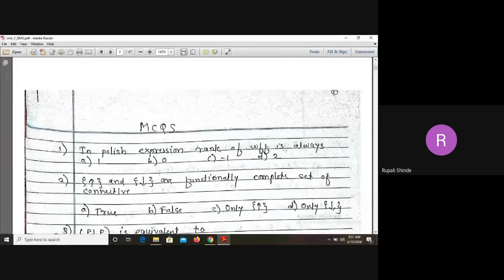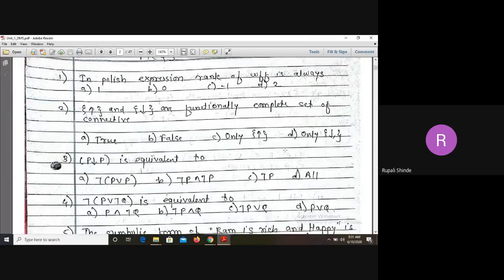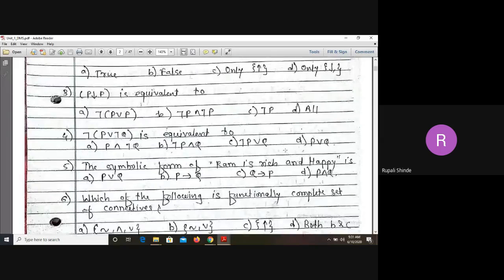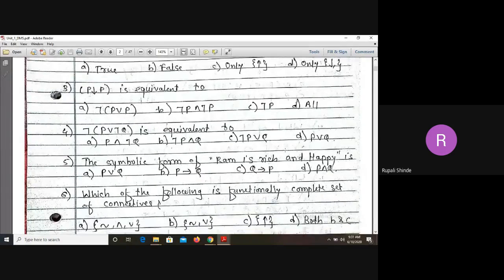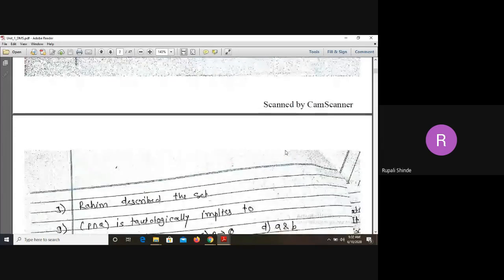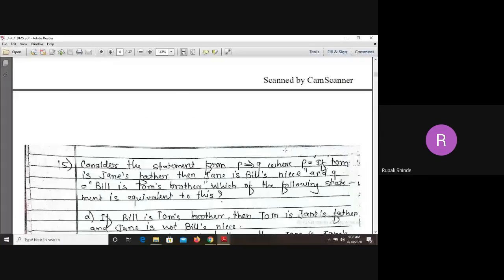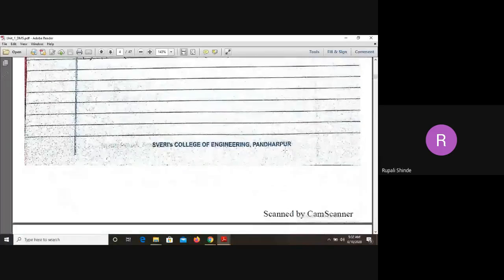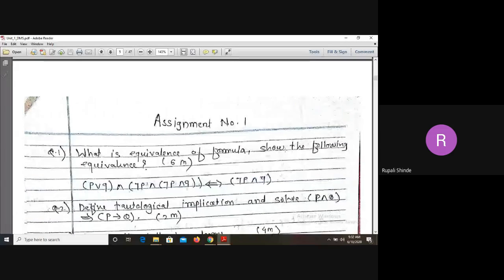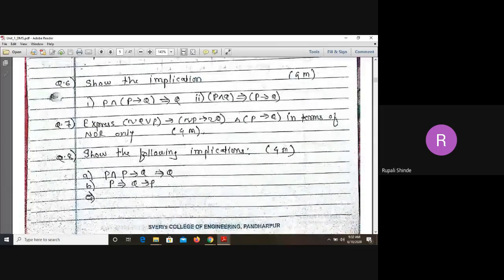Now, for each and every unit, you have to solve an assignment. In that assignment, the first question is based on MCQs. So from these MCQs, you have to solve at least 5 MCQs. After completion of this chapter, we are going to solve it. I will share this PDF with you, so you will get the things. This is assignment number 1. These are some portions.